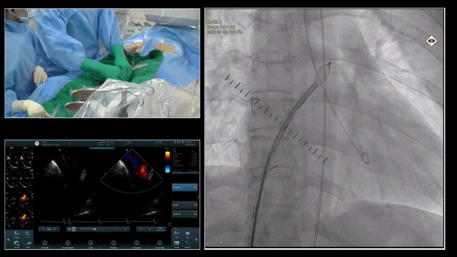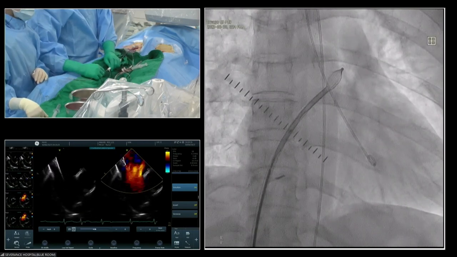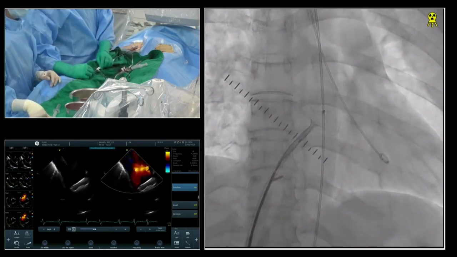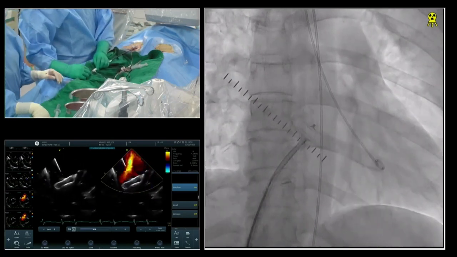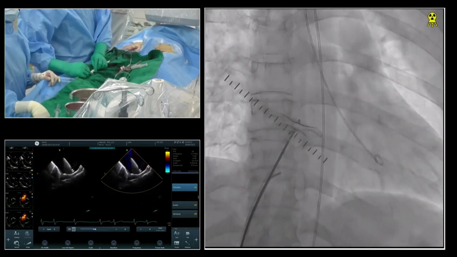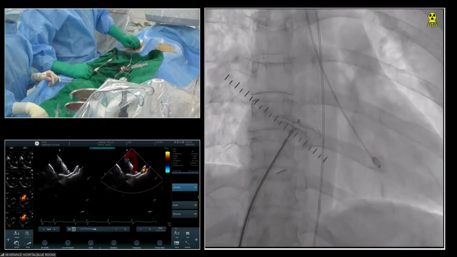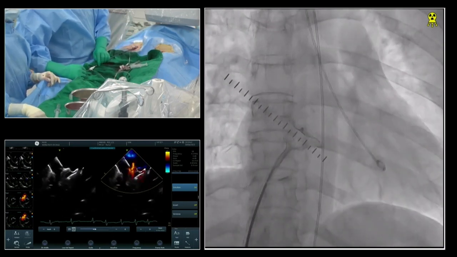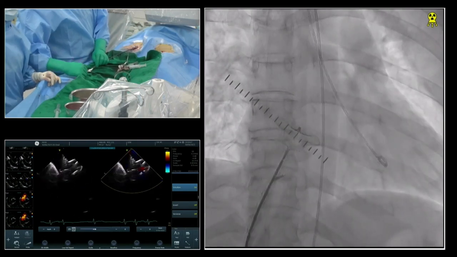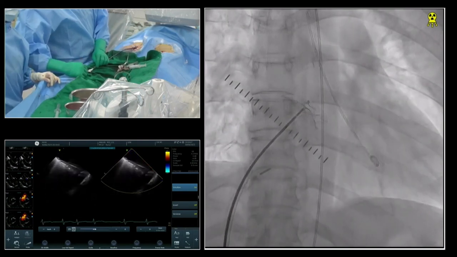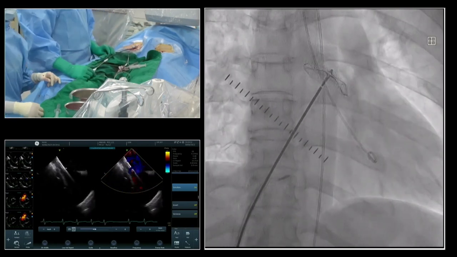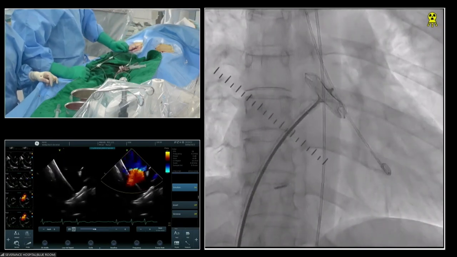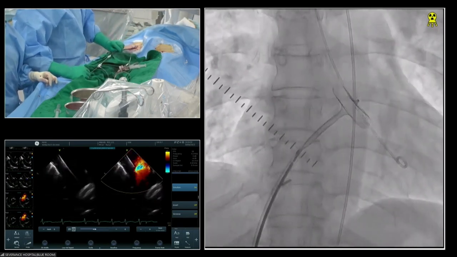Can you see the echo and fluoro at the same time? Yes. Okay. Oh, it's already prolapsed, and again collapsed. Oh, it's too small. Oh, because of the posterior flange septum. So now you may need a 27, right?